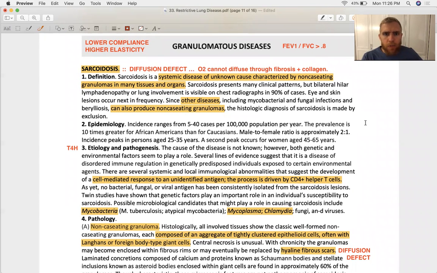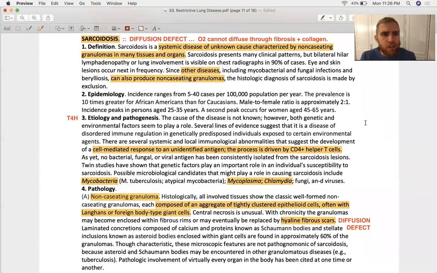Section called granulomatous diseases. Remember, these are restrictive lung diseases associated with low compliance and high elasticity, which generates higher pressures, which makes it tough to get volume in. So the lungs are at a lower resting volume. So your FEV1 is going to be down, but it's not going to be too far down, because you don't have any problem getting air out of the lungs. And your FVC is going to go down too. So the ratio is going to stay the same or go up. So it's a restrictive pathology. Let's talk about sarcoidosis.